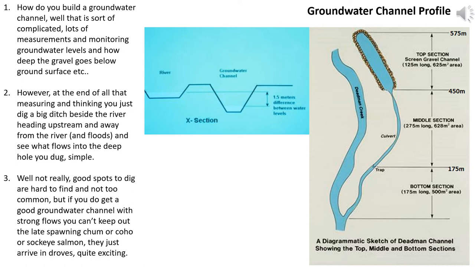Now, digging groundwater channels isn't done everywhere. There are actually relatively few sites in our area, southern BC, for groundwater channels. And typically, the way you get a hint if there is an ability to build these types of habitats, you look for late spawning chum salmon as an indicator of good near surface aquifers that have groundwater. So effectively, the fish lead you to the best sites for this type of technique.